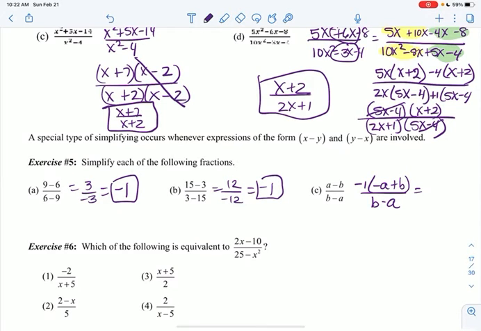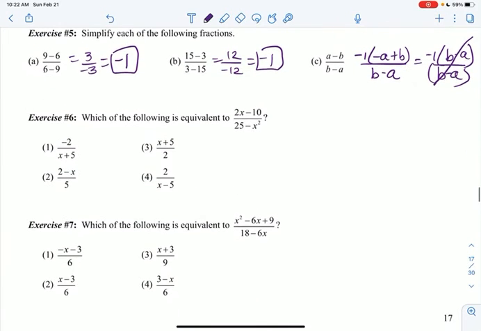Let me rewrite the top. That's really just b minus a. Negative a plus b is b minus a. So see how they're exactly the same? So they do cancel, but you're left with a negative 1. So that's what we're going to try on this next one. So in exercise 6, I'm going to factor out a 2, and I'm left with x minus 5. And then 25 minus x squared is the difference of two perfect squares.